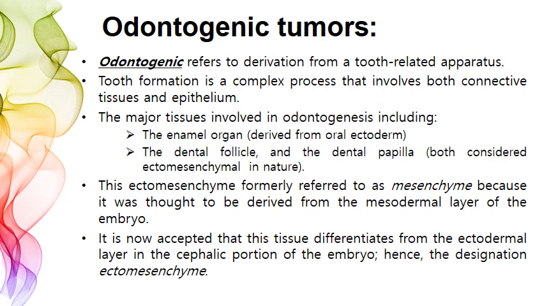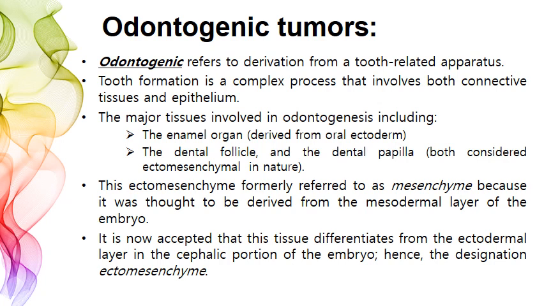Odontogenesis has three major tissues involved: the enamel organ, which is derived from the oral ectoderm, the dental follicle, and dental papillae, both considered ectomesenchymal in nature. Previously, the term ectomesenchyme was named mesenchyme because it was thought to be derived from the mesodermal layer of the embryo, but now it is thought to be a tissue differentiated from the ectodermal layer of the cephalic portion of the embryo. So the term is ectomesenchyme.